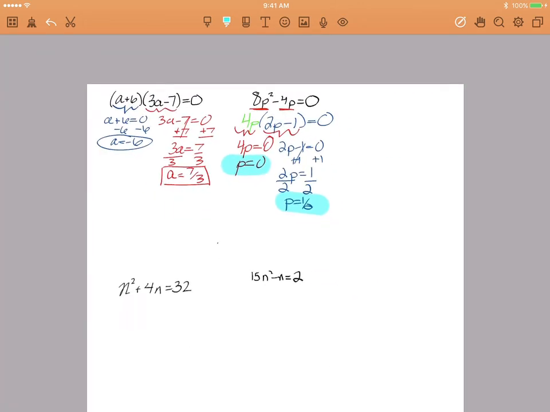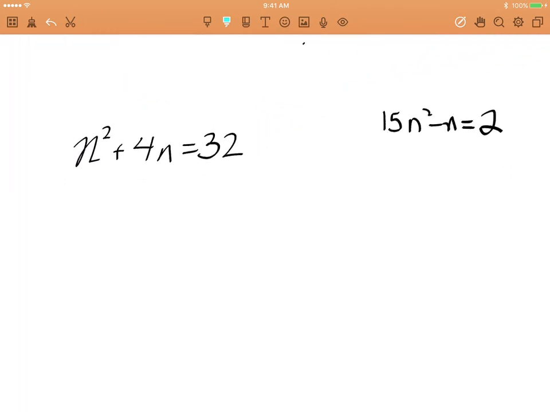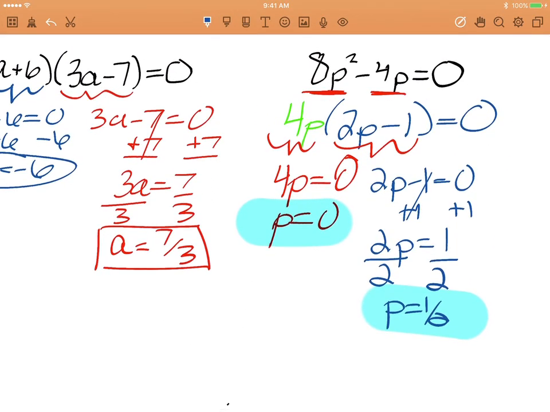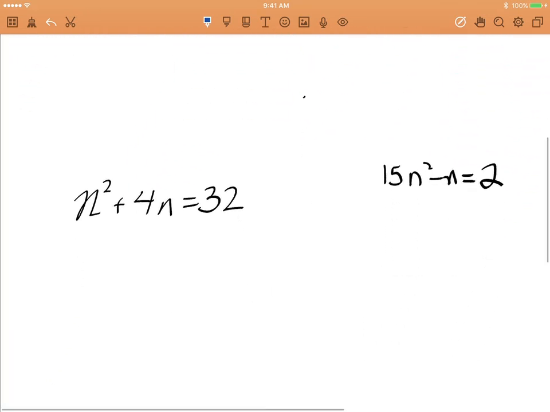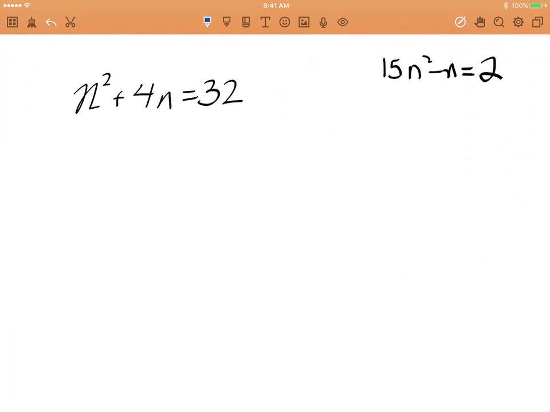Let me keep going. I got a couple more over here. So this one I want to solve for. Well, I don't have this equation equal to 0 like I do on these two up here. So let's get this one equal to 0, and we can do the exact same thing. Let me subtract 32 from each side. That goes to 0, so I'm left with n squared plus 4n minus 32 equals 0. Now let's go ahead and factor this.